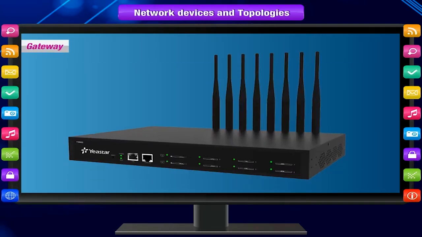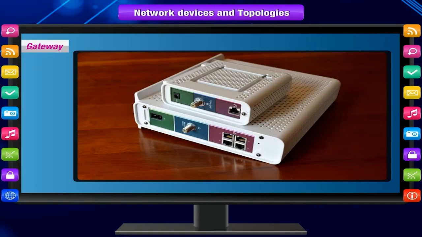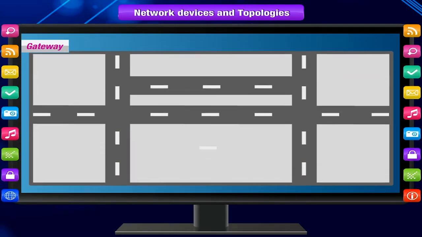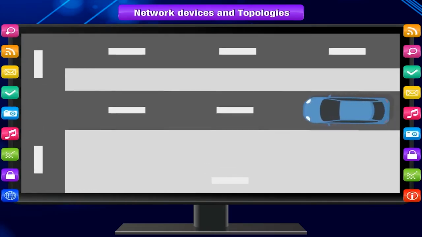Gateway. A gateway is the device or address used to access another network. The net is really built around gateways. Think of it as a highway system. Your packet of information is a car on this highway.